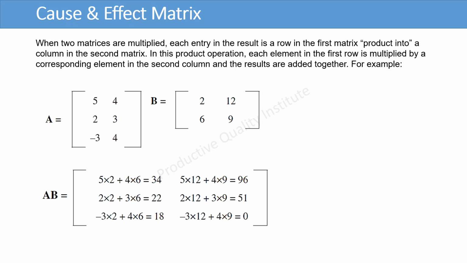For example, matrix A consists of 5 and 4, 2 and 3, minus 3 and 4, while matrix B consists of 2 and 12, 6 and 9. A multiplied by B, the element in the first column and first row will be 5 times 2 plus 4 times 6, which is equal to 34. The other elements will be calculated in the same way as shown.